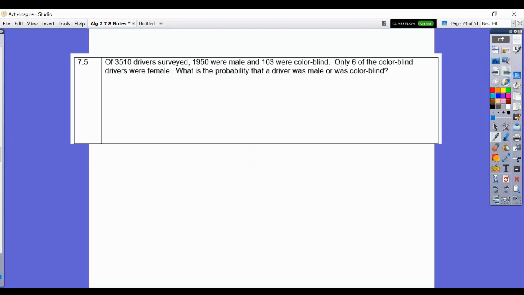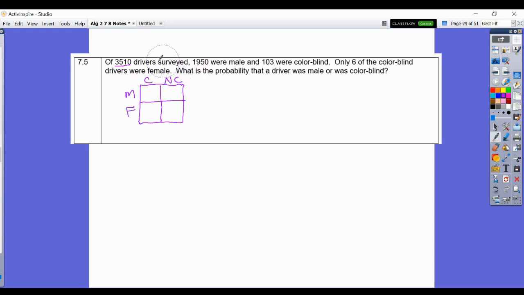All right. Next up, we have some examples to just try this out a little bit, because when it's not staring you in the face, it's a little bit harder to figure out. So of 3,510 drivers surveyed, let's organize our data a little bit. We have male, female, and colorblind and not colorblind. Let's make a table, adding up all these numbers.